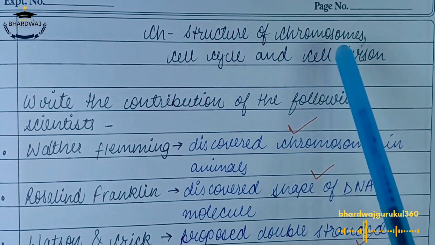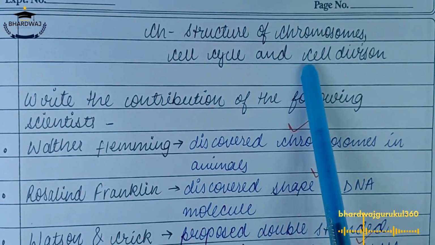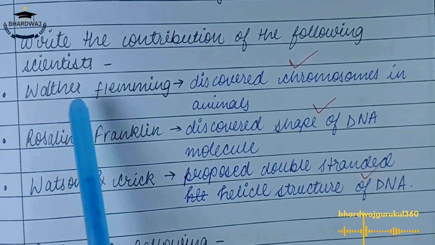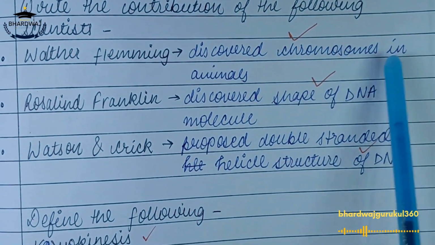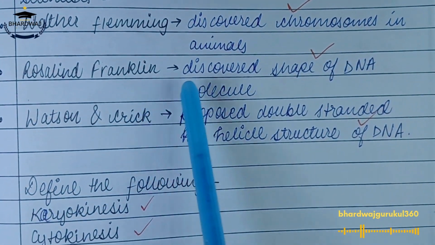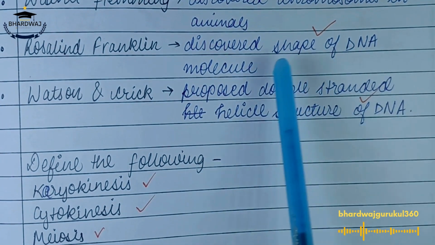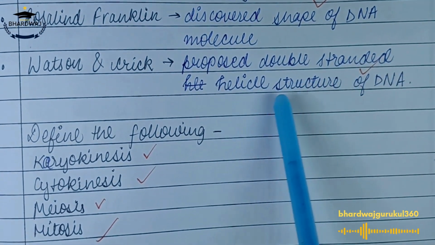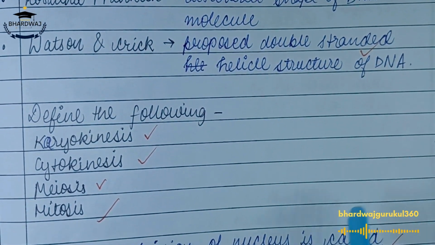Chapter: Structure of Chromosomes, Cell Cycle and Cell Division. Contribution of some scientists. Walter Fleming discovered chromosome in animals. Rosalind Franklin discovered the shape of a DNA molecule. Watson and Crick proposed the double-stranded helical structure of the DNA molecule.